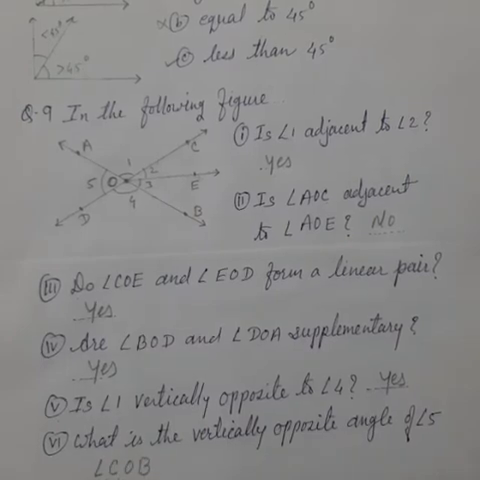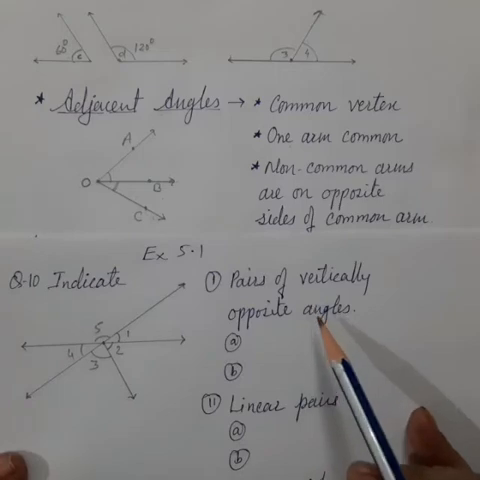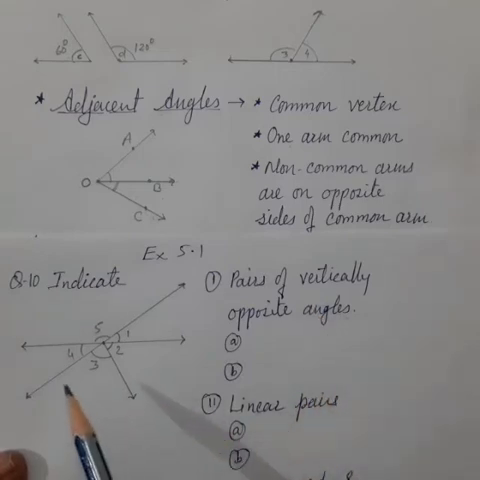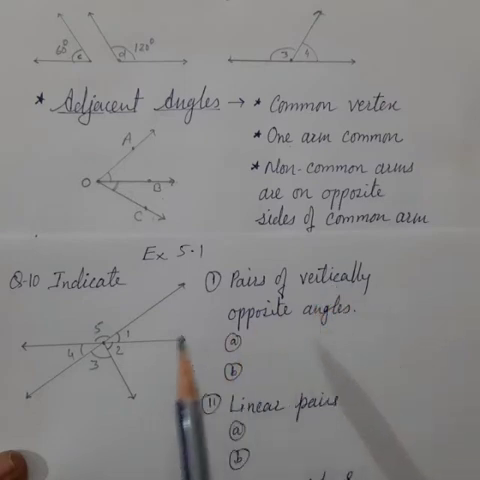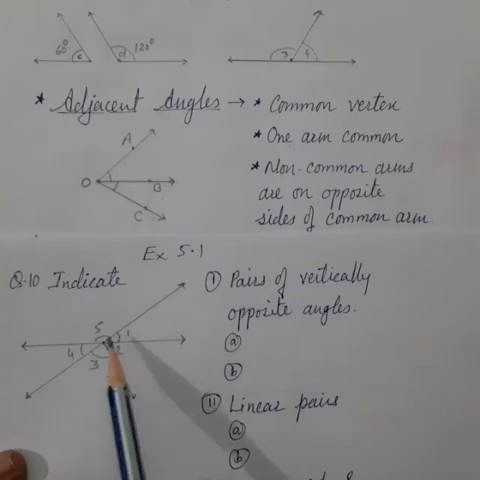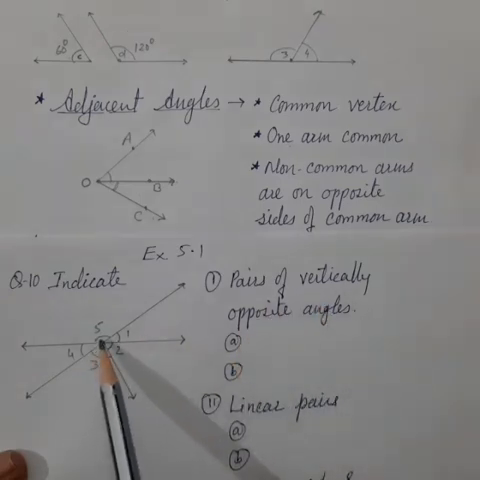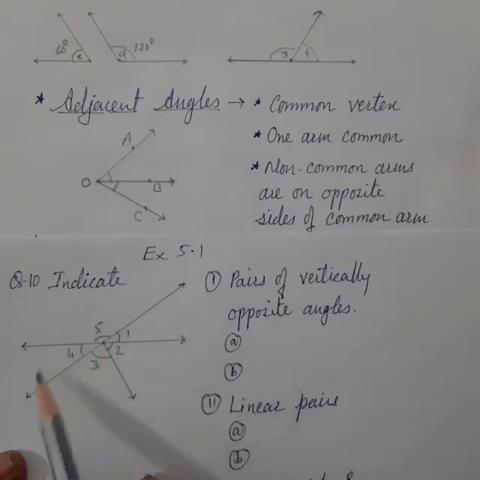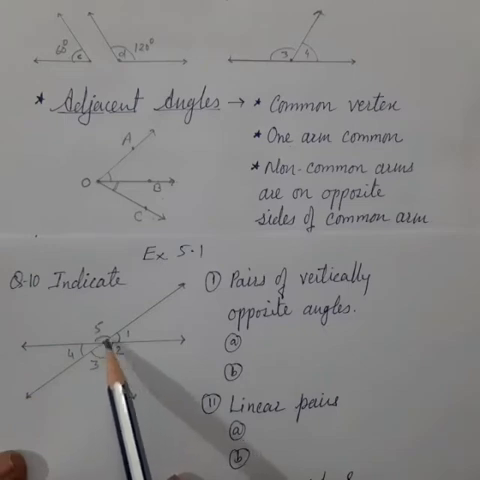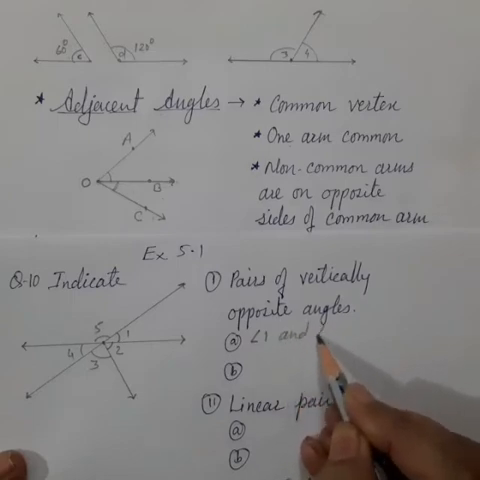Question 10. This figure we have to use to write the pairs of vertically opposite angles and linear pairs. Vertically opposite angles are formed when two lines intersect. Here these two lines are intersecting. Angle 1 and angle 4 are formed by the intersection of these two lines. And again we want only the vertex common, no other part common. So in angle 1 and angle 4, only the vertex is common. So they are vertically opposite angles.